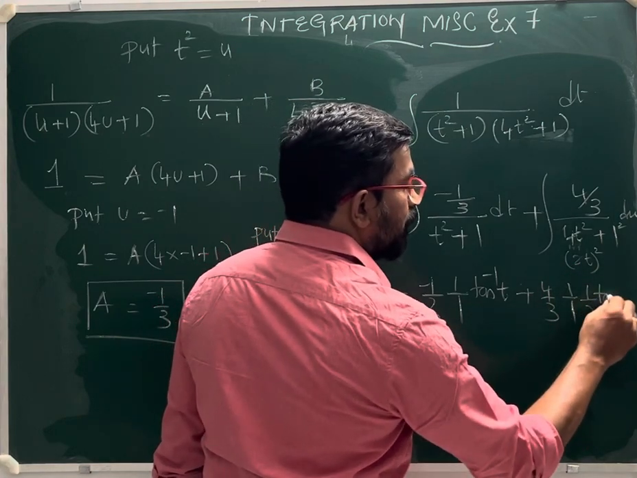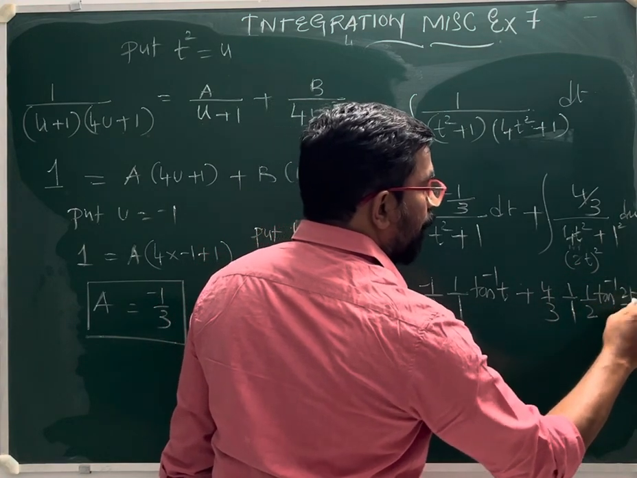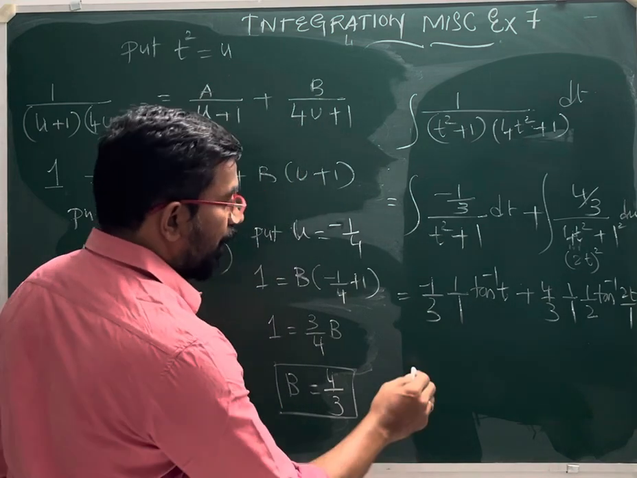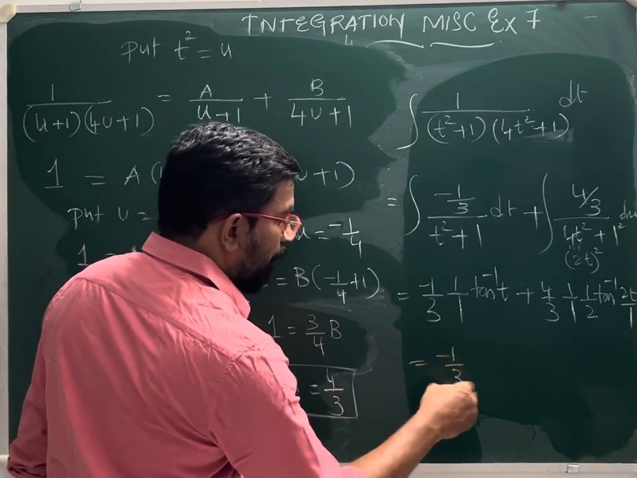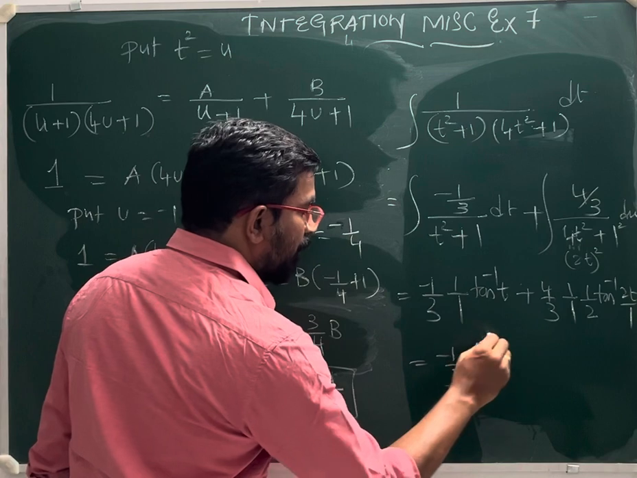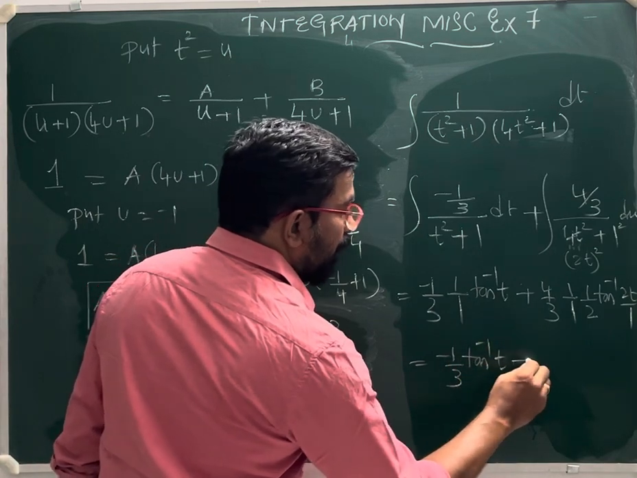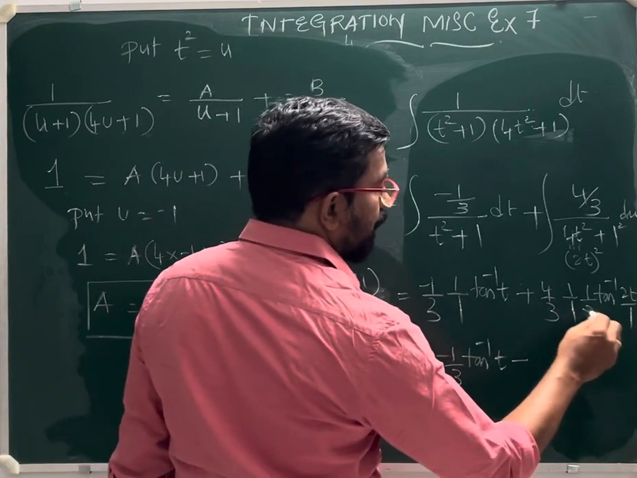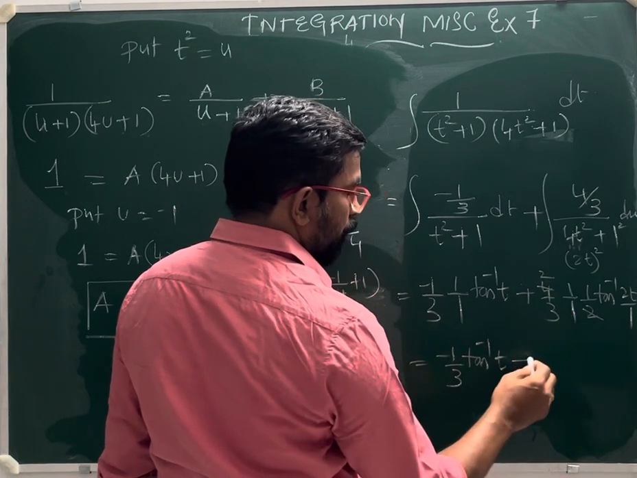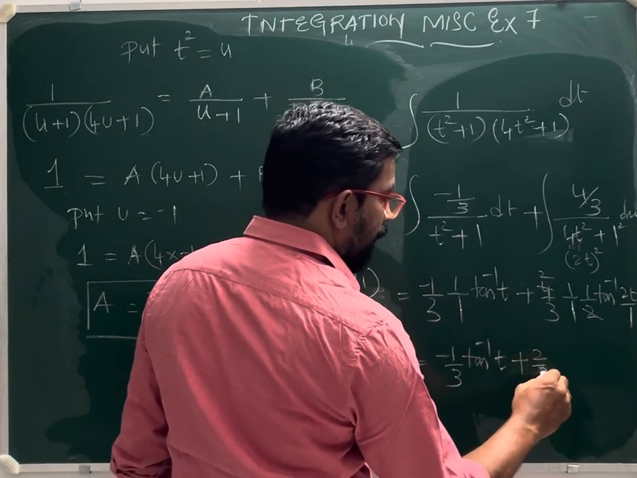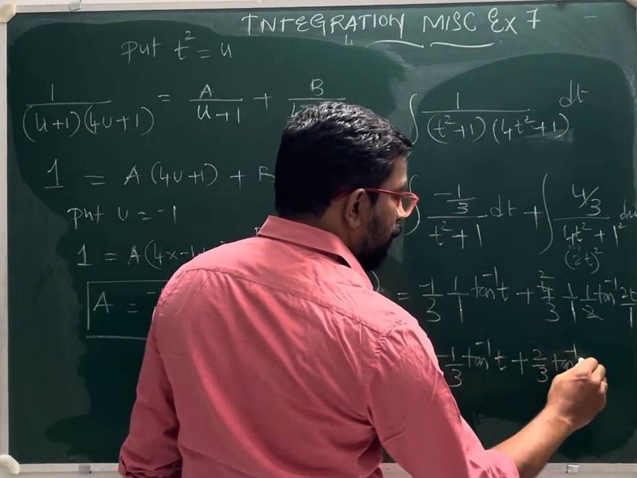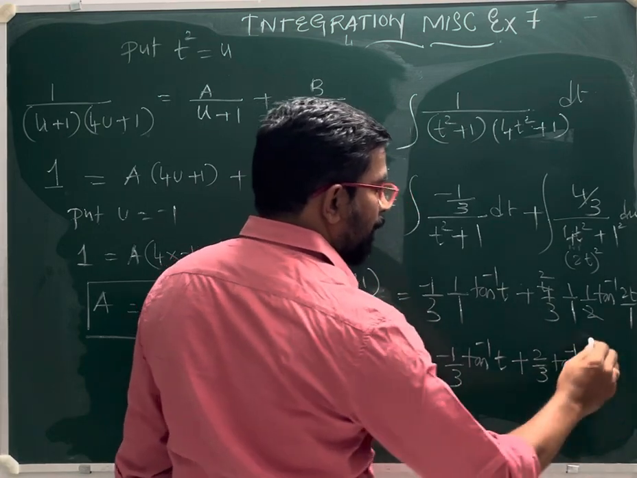Then tan inverse 2t by 1. So if we write, we will get minus 1 by 3 tan inverse t plus, this you can cancel, this 4 and this, you get 2. So plus 2 by 3 tan inverse 2t. Now let us apply the limit.